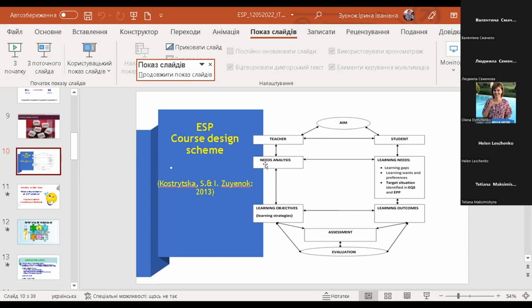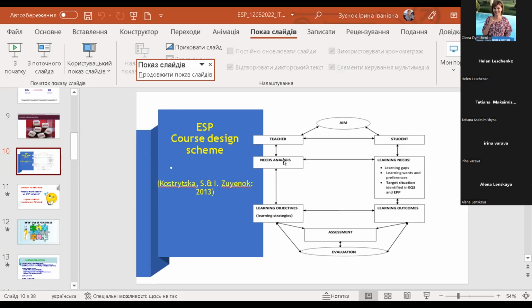And first of all, we use educational standards, which are called in English Education and Professional Program. Ukrainians know it as Освітня професійна програма, ОПП, and Educational and Qualification Standard. Ukrainians know it as ОКХ, Освітня кваліфікаційна характеристика, or even we try to find job descriptions, if we have access to them, to find out what language skills our students will need in their future job. These standards help us to analyze target situation and find out target needs. So you understand, target put by the society.